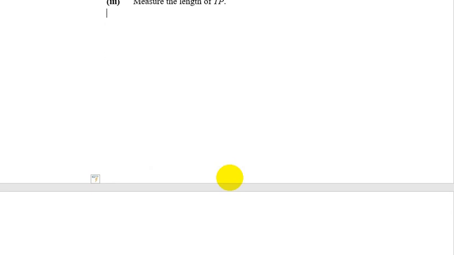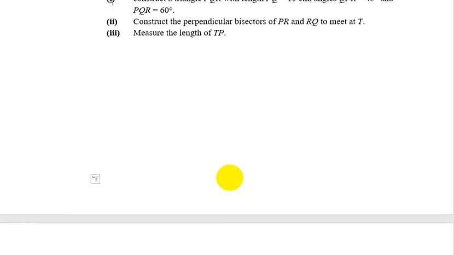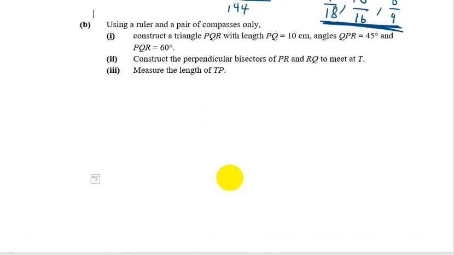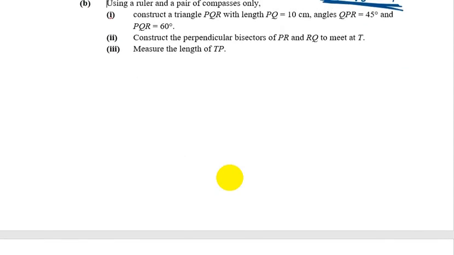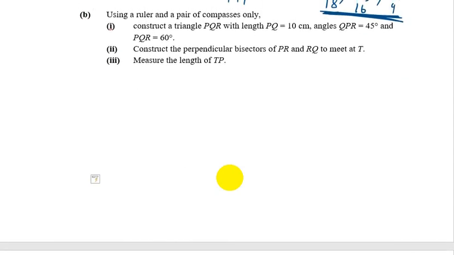Maybe one day I would try my best to do a full lesson on construction, because it's one of my favorite topics. Now let's look at construction. I'll do the sample or the sketch of how the diagram will look, then you try it yourself, okay?